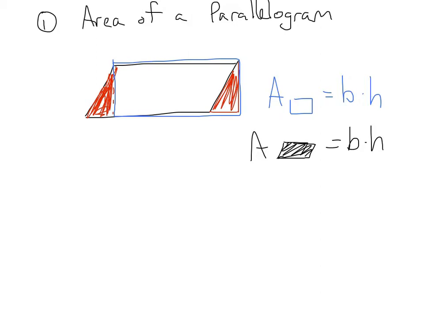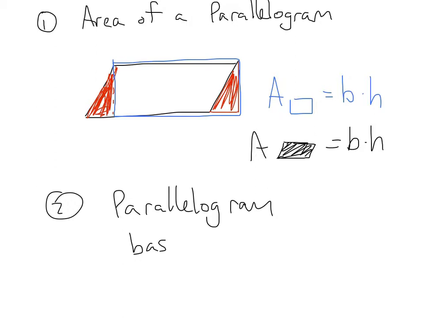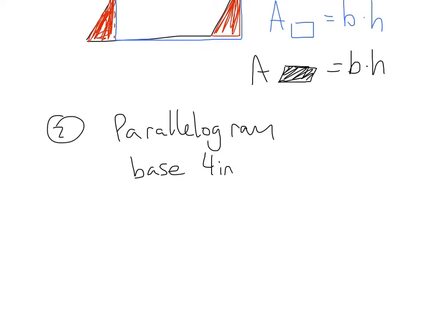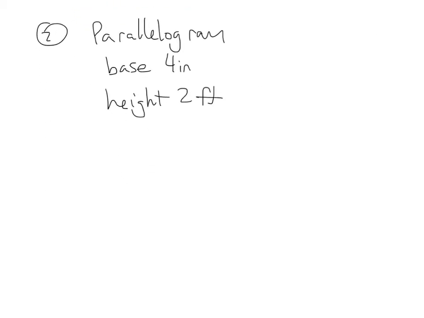So let's say we had a parallelogram, and this will be item number 2. Let's say the base is 4 inches, the height is 2 feet, and I said, what's the area? Well, you'd say, oh, parallelogram, base times height, 4 times 2, 8 inches or feet. Oh, well, interesting. Got to change one of them, right? I think it's easier to change feet to inches. We'll take 2 times 12, so that's 24 inches.